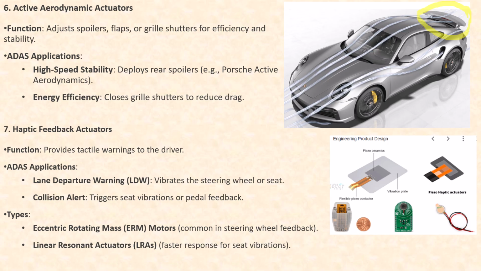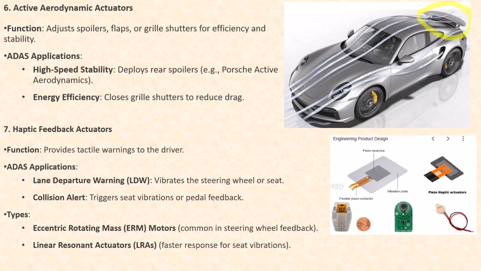Let's see the haptic feedback actuators. These are very important. In the ADAS functionalities, I touched upon many applications where haptic feedback is very important, whether vibrating the steering wheel or vibrating the seat or rapidly jerking and releasing the brake. All these things fall under the feedback actuators. In an ADAS application, lane departure warning vibrates the steering wheel or seat. Collision alert triggers seat vibrations or pedal feedback.